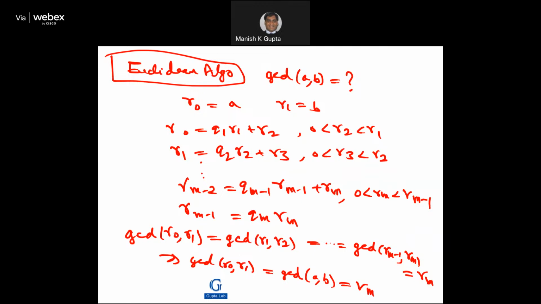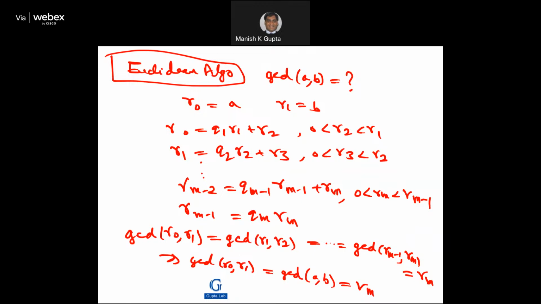When we keep on doing this, basically GCD of R0 and R1 is the same thing as GCD of R1 and R2, and so on, between Rm minus 1 and Rm, which is nothing but Rm basically. So this is the way we compute the GCD, that GCD of R0, R1 is the same thing as GCD of A comma B, which is Rm. Okay, so we need to find this Rm. So what we are doing is continuously finding the quotient and finally, doing this algorithm.